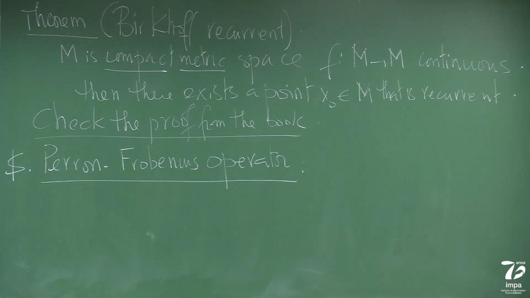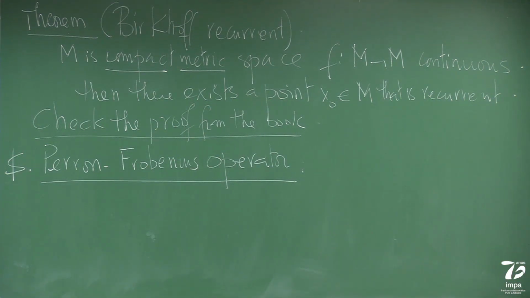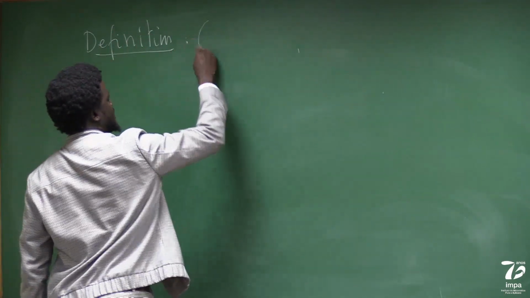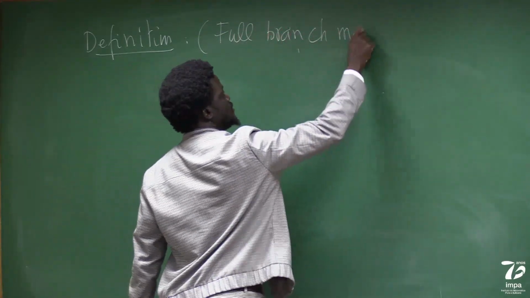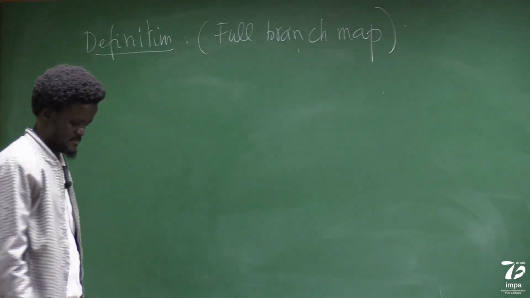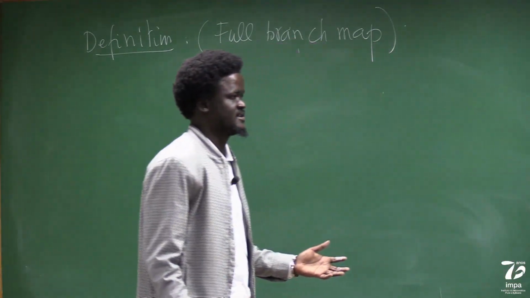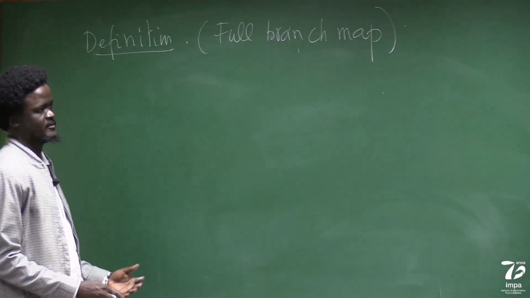So let's define. In the book, it is used without stating the definition exactly. So, definition, full branch map. This is something very interesting when you want to study dynamics in the future: even in higher dimension, you can find this structure of full branch map for general systems.